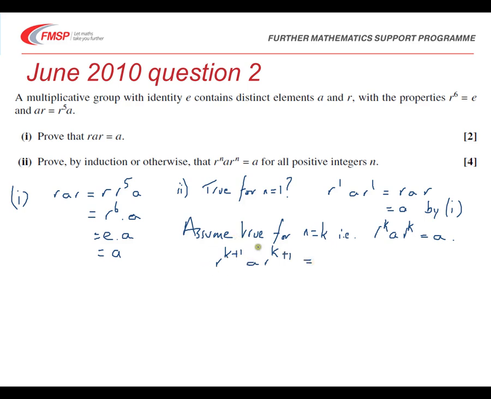Well, I can separate this out as R times by R to the k times by A, and separate this out as R to the k times by R. So in the middle I've got this thing here, which I know is A. So that is RAR, and finally RAR is A, and that is A. So true for all positive integers n.